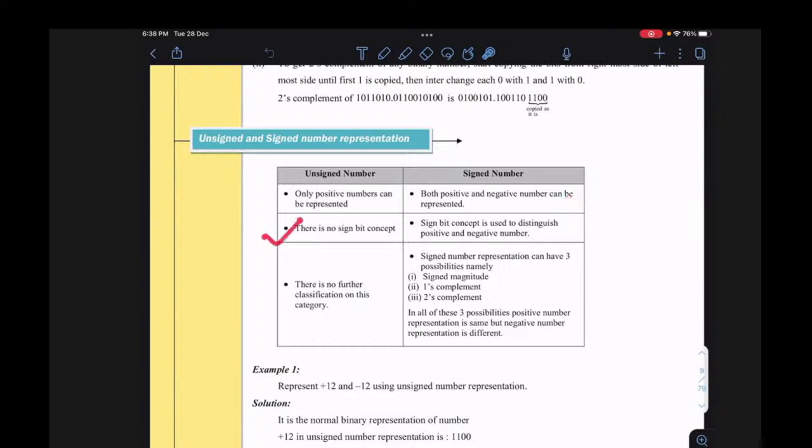In unsigned numbers, there is no sign bit concept. But in signed numbers, we have this sign bit concept. It is used to distinguish the positive and negative numbers. So there is no further classification in this category.